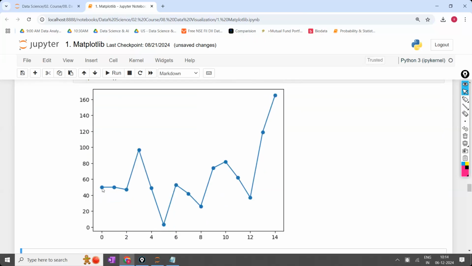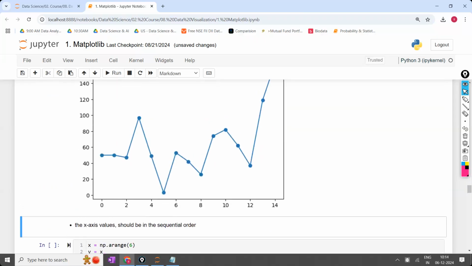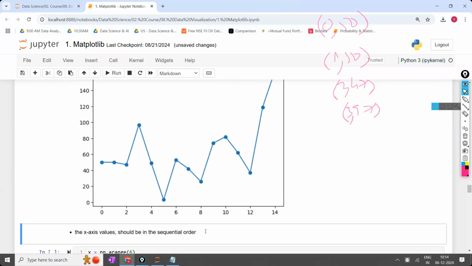So it is going to take the first data point, second data point. In your data set, what is the first data point? What I have considered on the x-axis is serial number. What is on the y-axis? Grade. So what is the first record? 0, 50 is the first data point. What is the second one? 1, 50. What is the third one? 2, 47. 3, 97. Just observe, you are getting it the same way. First one is 0, 50, followed by 1, 50, 2, 47, 3, 97. Like this one by one.